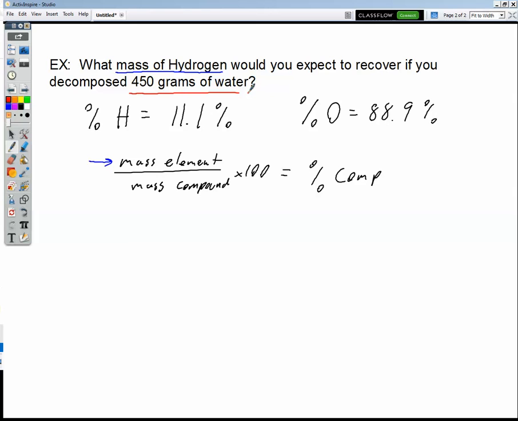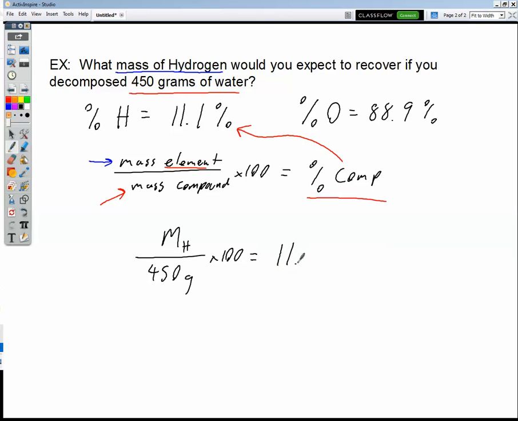Would you expect to recover if you decomposed 450 grams of water? So 450 grams of water, that is the mass of the compound. And what is the percent composition? Well, our element here is hydrogen, so we are going to have to use the percent composition of hydrogen in our equation. All right, so let's plug in what we know. The mass of hydrogen, that's our unknown, mH, is on the top of our fraction. The mass of the compound is given in the problem, 450 grams of water. We're going to multiply that times 100, and that's going to equal the percent composition of hydrogen, since that's the element we're solving for.